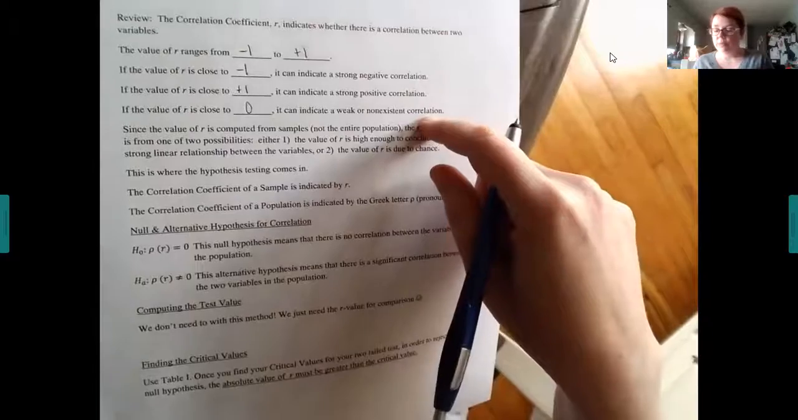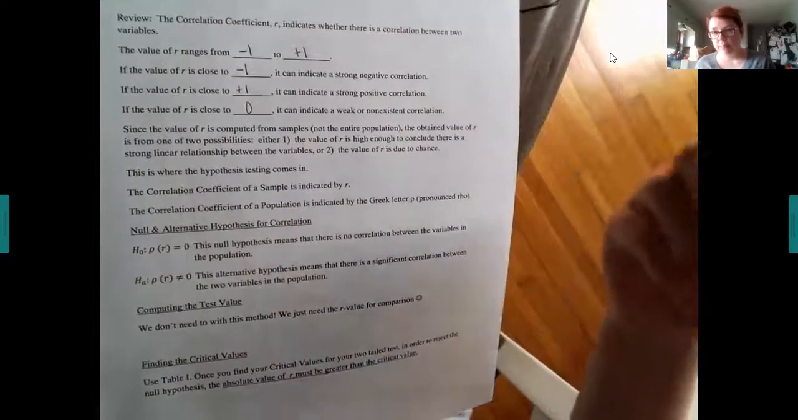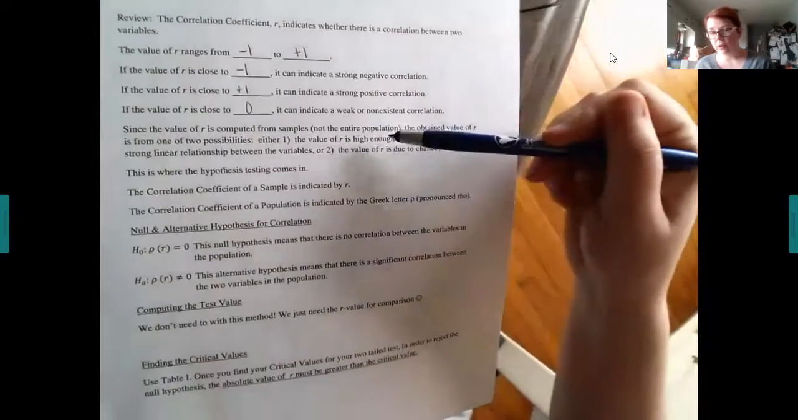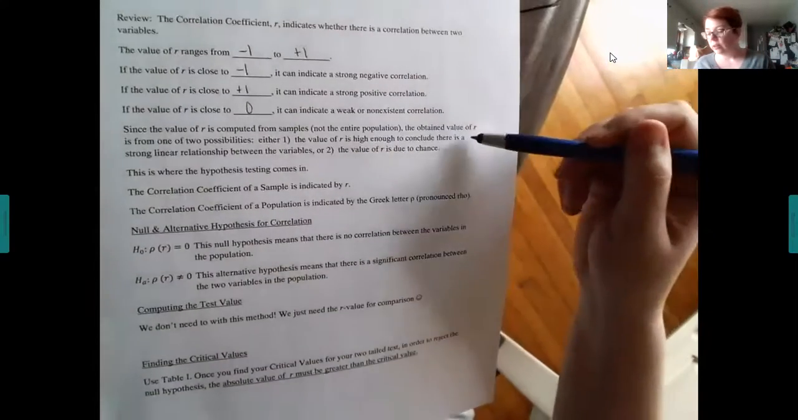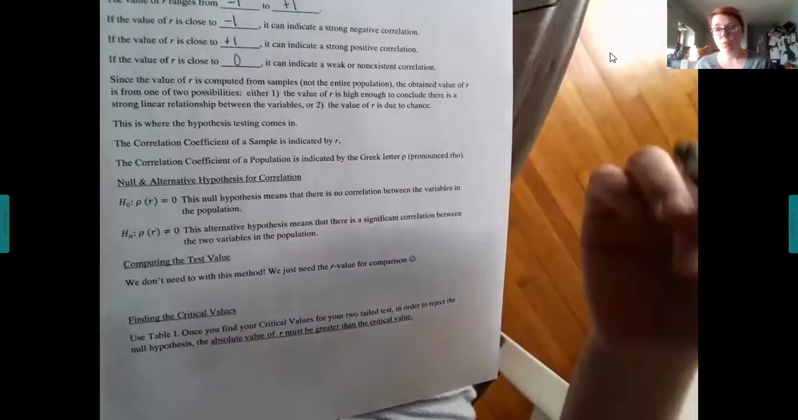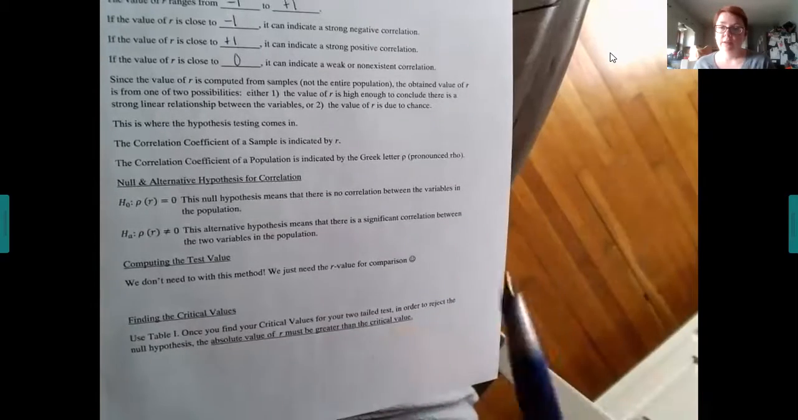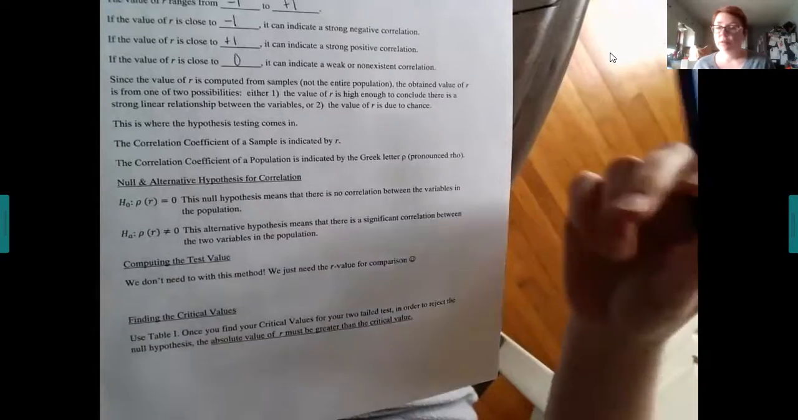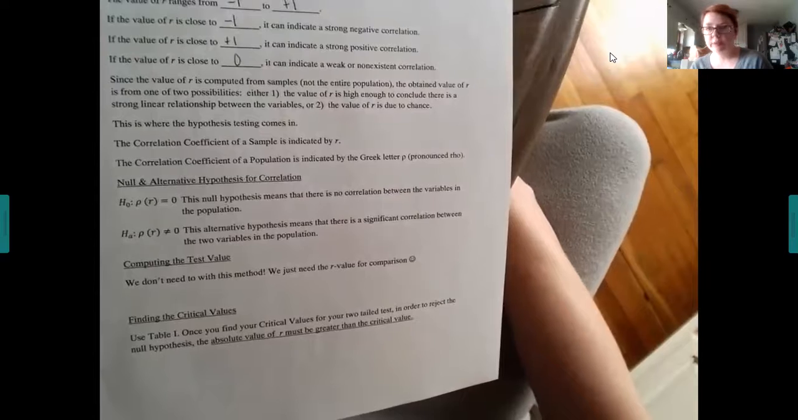So when we set up our hypothesis, there's two possibilities. That the value of R is high enough to conclude that there is a strong linear relationship, either positive or negative, or that the value of R is due to chance. And some could be one of those rare examples that we had about autism and organic food, right? That isn't a typical relationship.